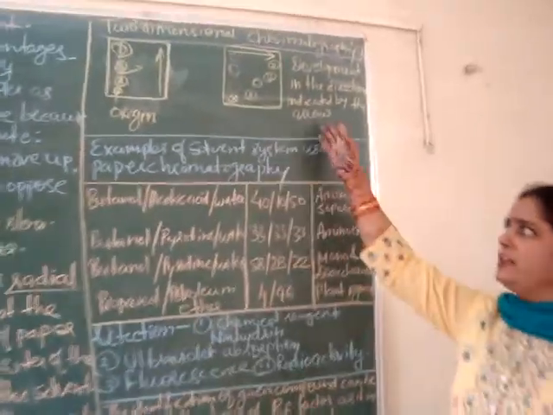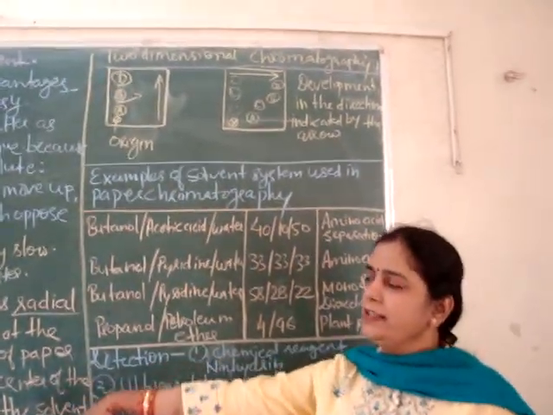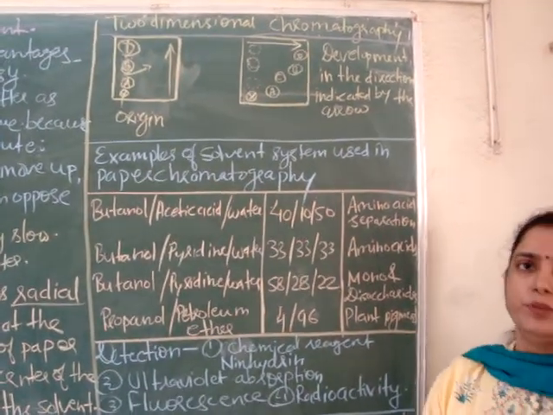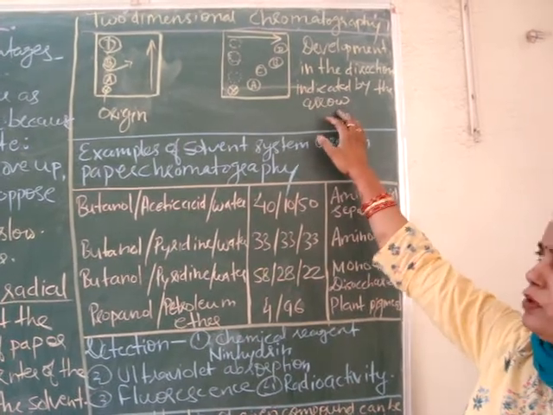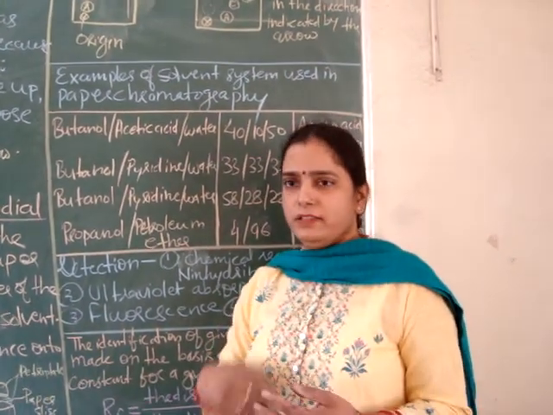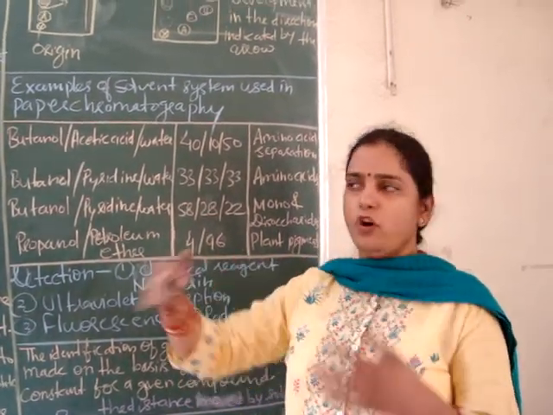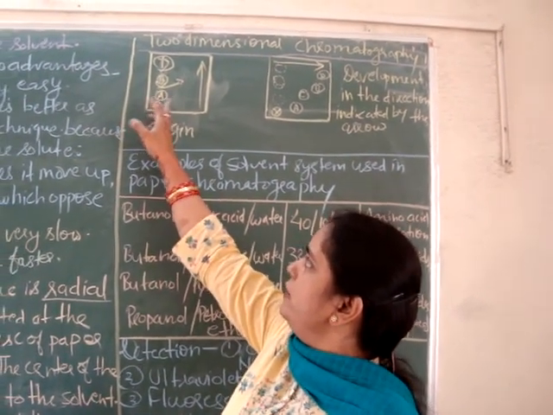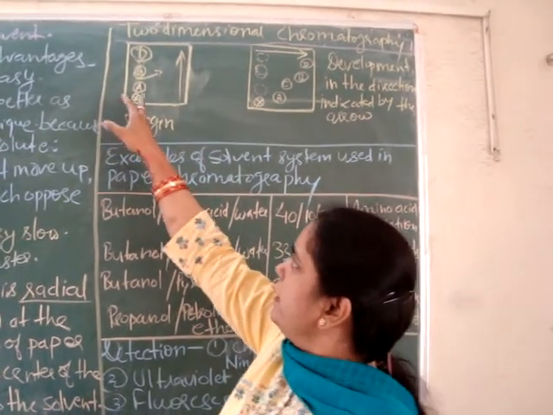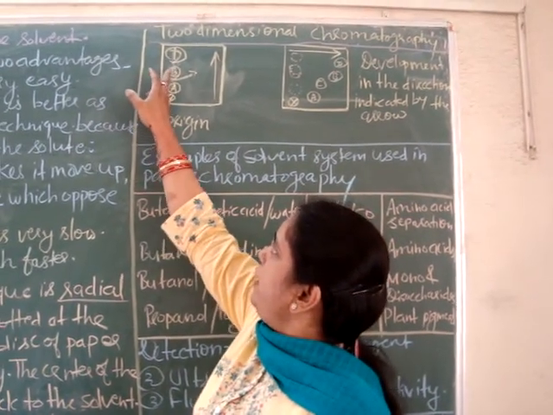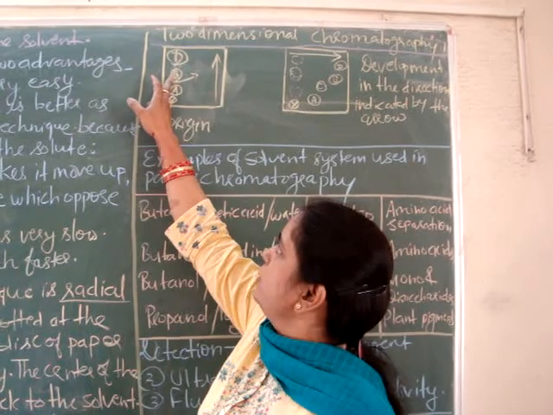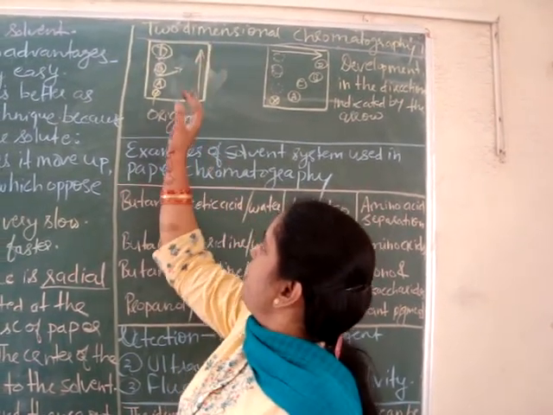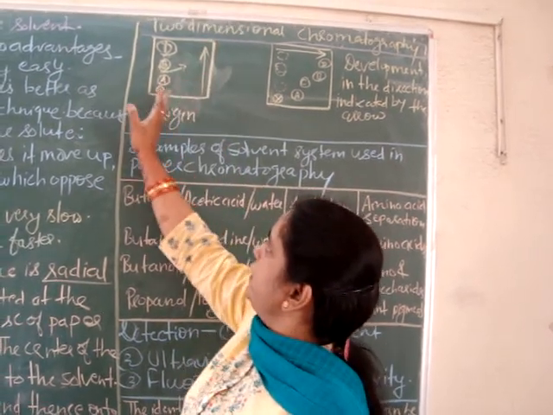Now the fourth variation: all three of these techniques are one dimensional. We can also use two dimensional paper chromatography. In this two dimensional paper chromatography, we run the first development normally. Suppose this is the origin of application of the sample. Then there are three components: A, then B and C, which are not separated, then D. When we run the paper in this direction we get these spots.